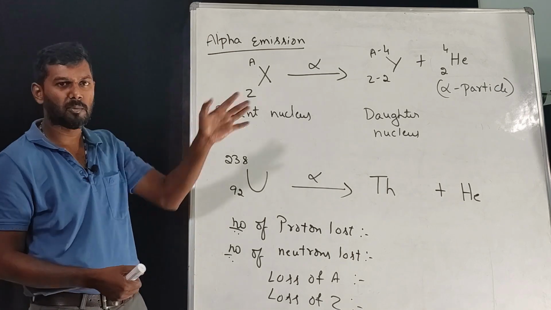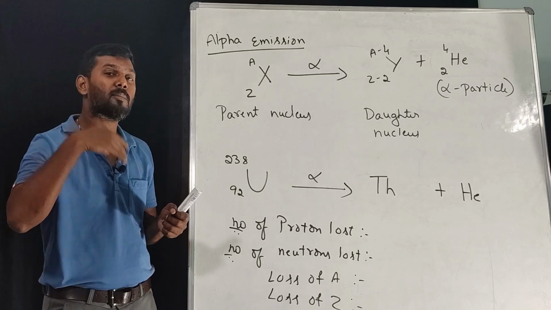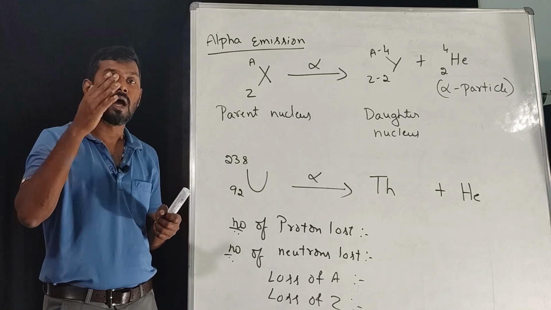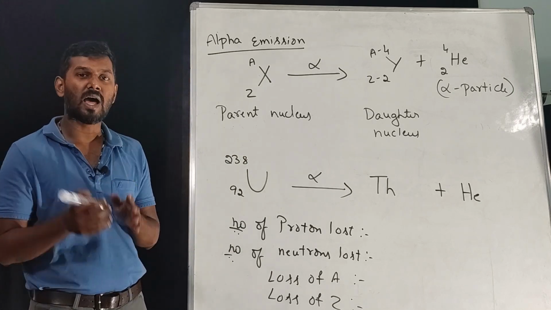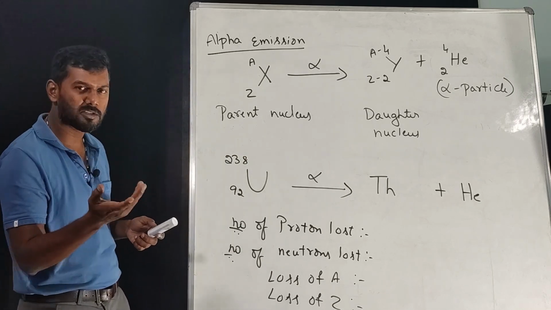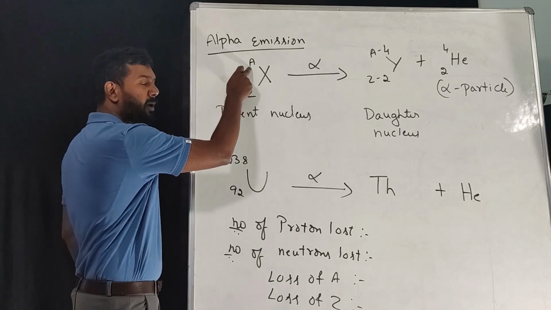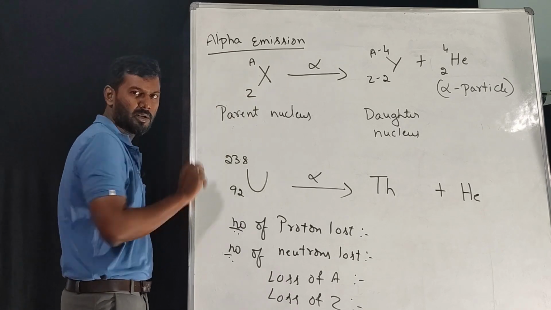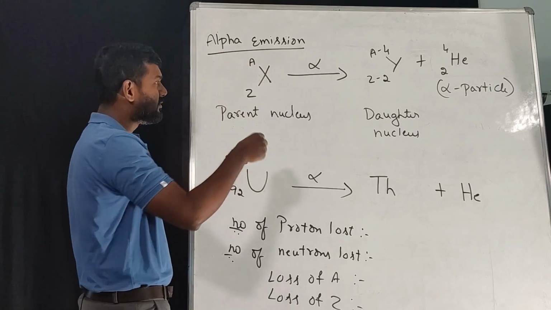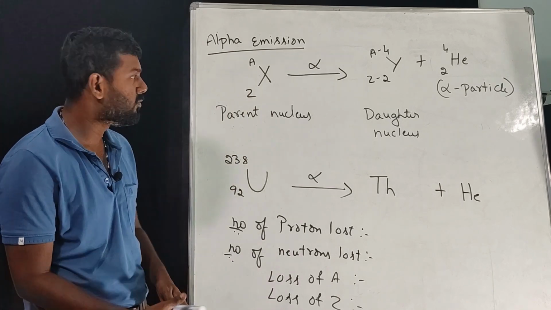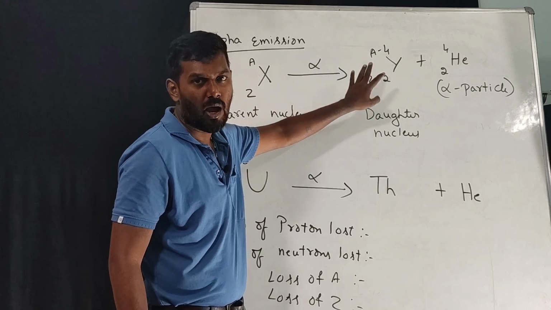Listen, very simple. Alpha emission: whenever an unstable nucleus emits. What do you mean by an unstable nucleus? When the number of neutrons compared to the protons is more inside a nucleus, it is called an unstable element or unstable nucleus. Now listen, during alpha emission what happens? This is the atomic mass number, this is the atomic number. During alpha emission, 4 units will be removed from the mass number and 2 units will be removed from the atomic number.